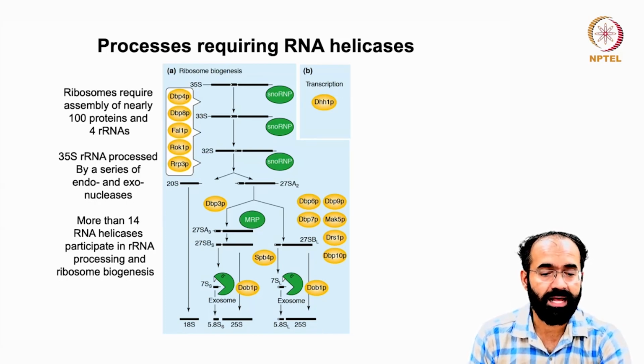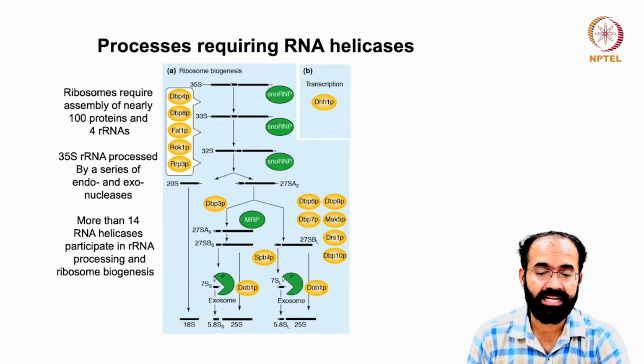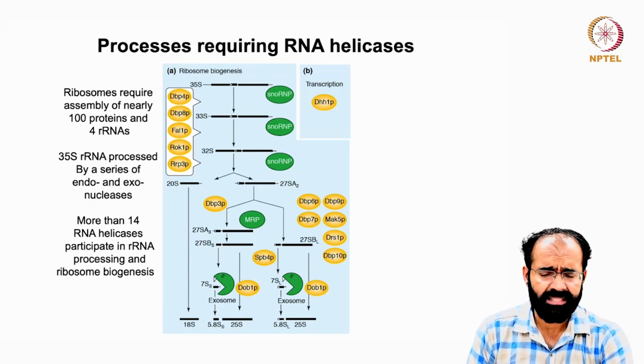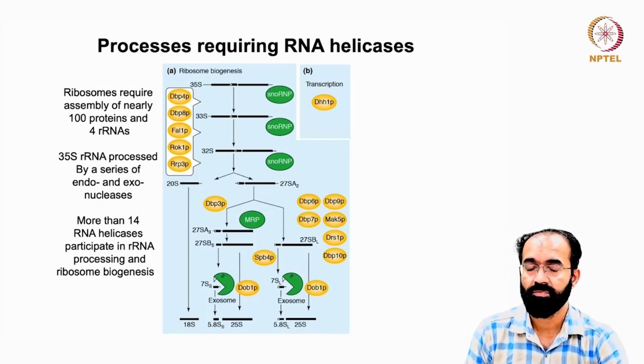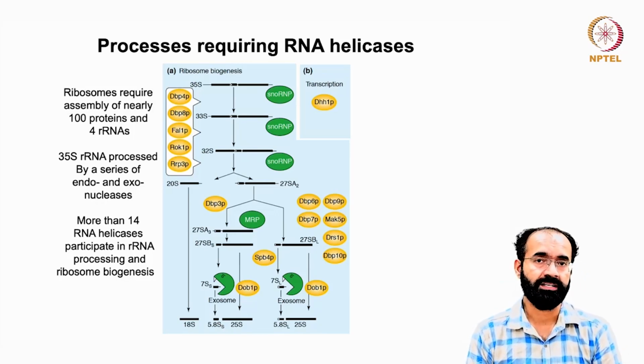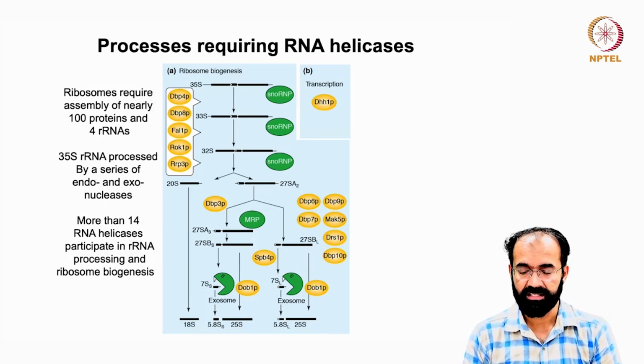So 30S ribosomal RNA is processed by a series of endo and exonucleases, and more than 14 RNA helicases participate in the ribosomal RNA processing and ribosome biogenesis. And one helicase that is important in the transcription is DHH1P. The names of these helicases are not important. We are showing these helicases for you to have an idea that the RNA helicases are very important for each and every function that is occurring related to gene expression.